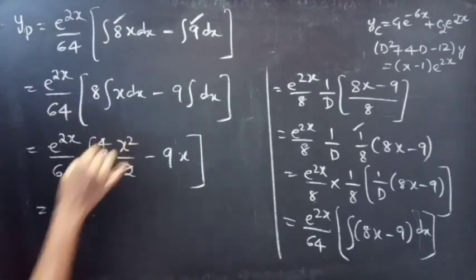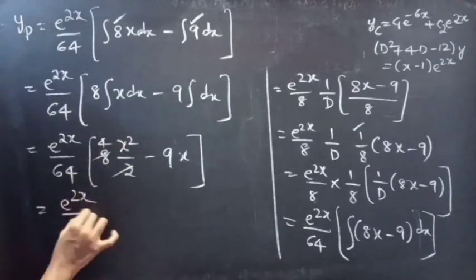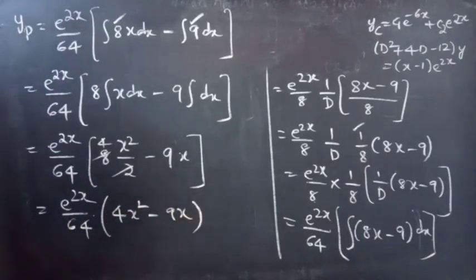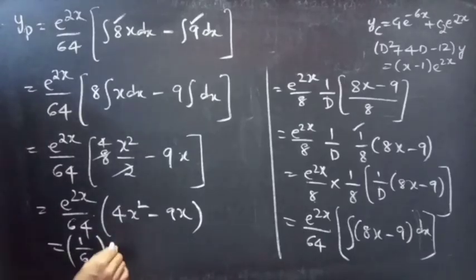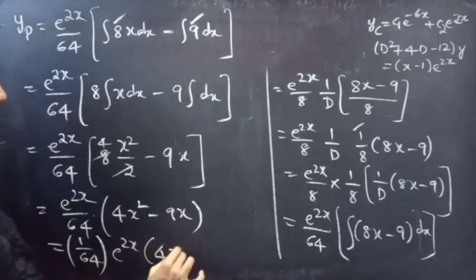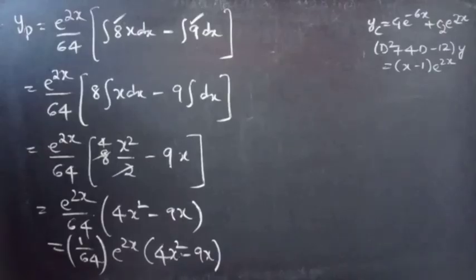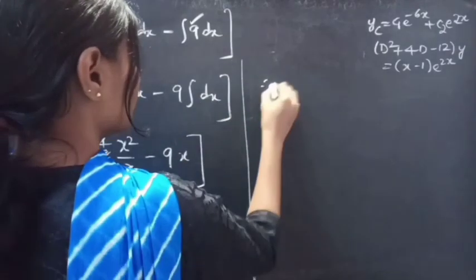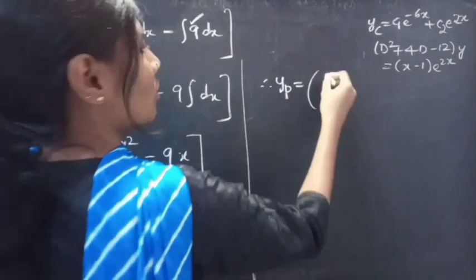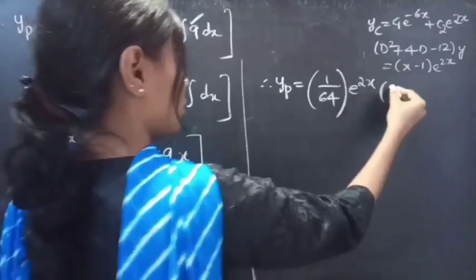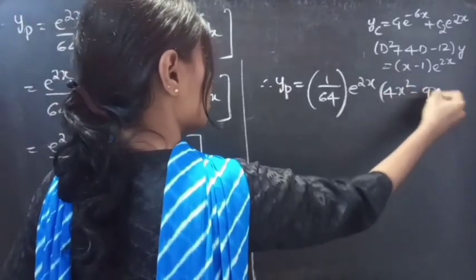2 4s are 8, right? So we'll get e power 2x by 64 into (4x square minus 9x). Also we can write this as 1 by 64 into e power 2x into (4x square minus 9x). This is the required yp. Therefore, yp equals 1 by 64 into e power 2x into (4x square minus 9x).